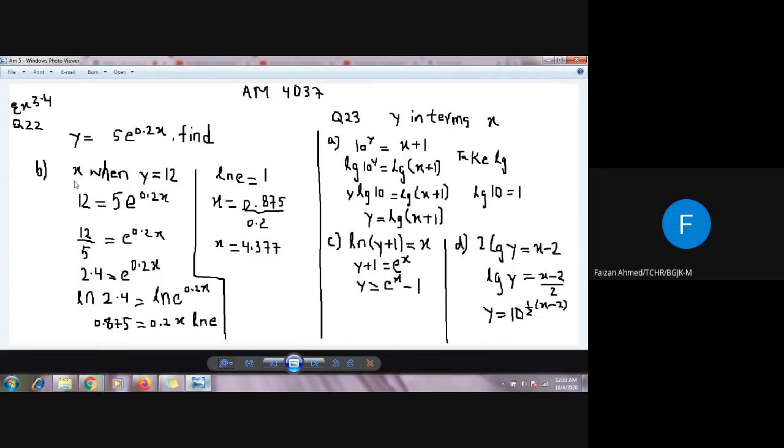So I am solving the second part. We have to find the value of x when the value of y is 12. We have the equation in front of us. It is mentioned in the question that y is equal to 5e to the power 0.2x. So we just have to put the values. We have y equal to 12, so I put the value of y, 12, into 12 equals 5e to the power 0.2x.